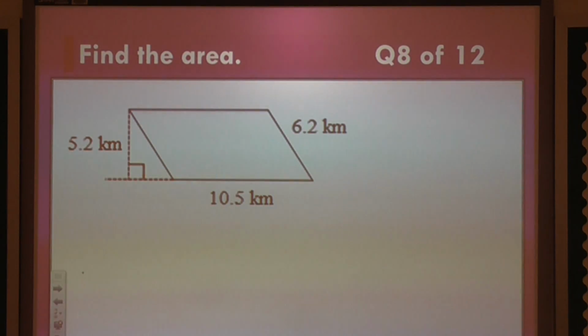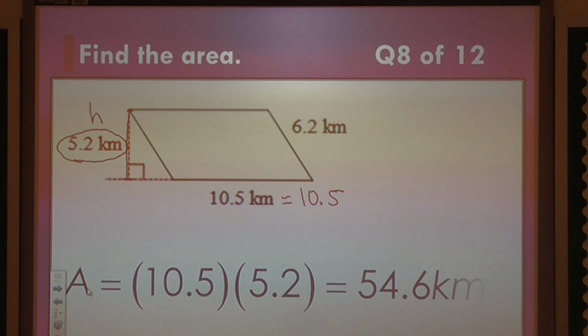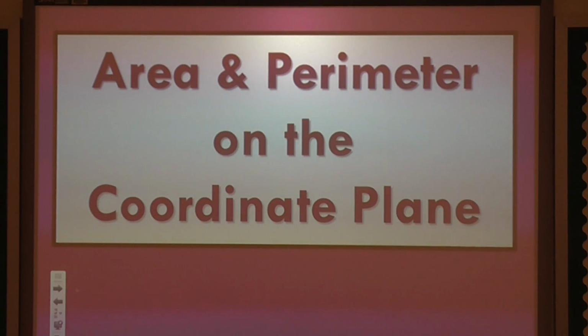Find the area. For a parallelogram, it's still just base times height. Your height, though, is not this slanted line. It's from the top straight down to the bottom. So my height is 5.2. My base is 10.5. So 10.5 times 5.2 is 54.6.